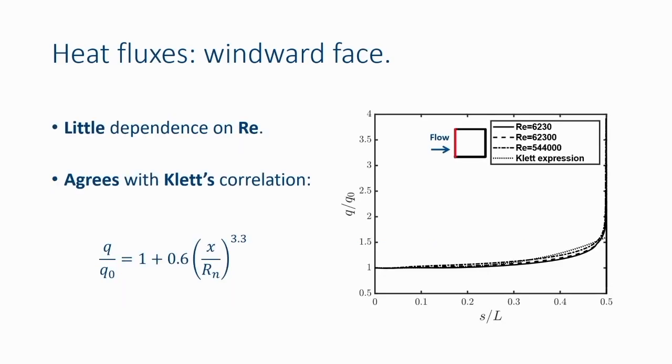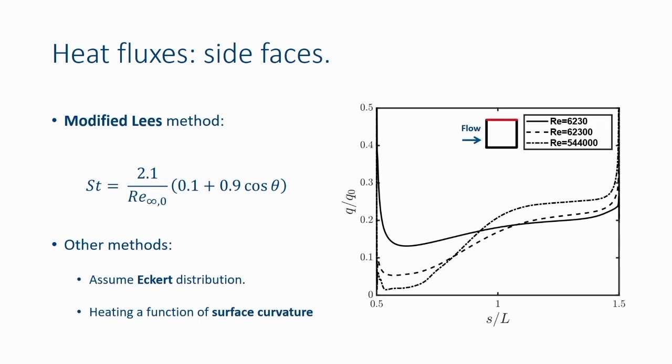So let's talk about heat transfer. I'm going to talk about the windward face first really quickly. Basically, there doesn't seem to be much dependence on Reynolds number, and it seems to agree quite well with this correlation, which was developed in the 60s. So I don't think there's much to say there. Let's talk about the heat fluxes to the side faces, though. This is the interesting thing.